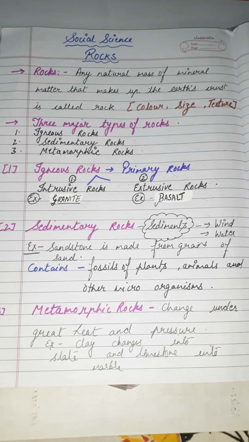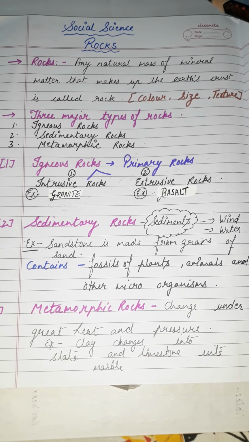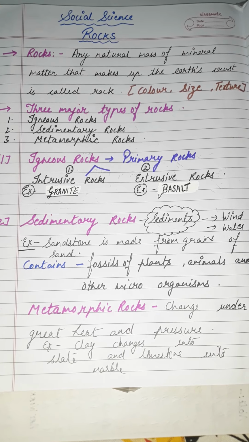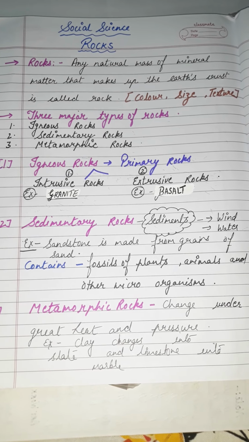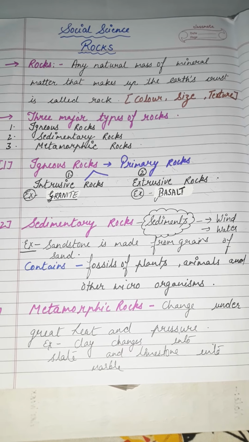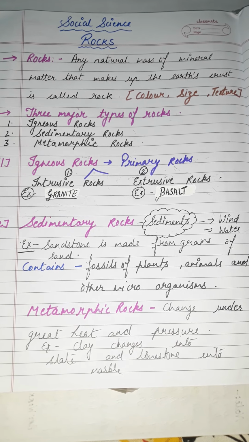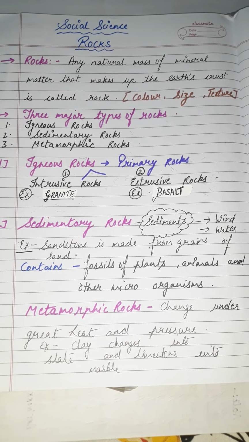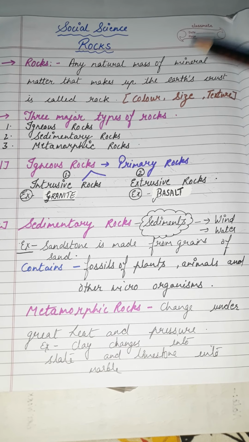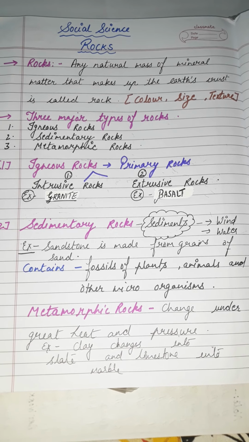Today I'm going to explain a topic, rocks, of class 7 geography chapter number 2. In my previous video tutorial of class 7 geography chapter number 2, I have explained half of the chapter. I have already explained about three major layers of the earth. Number 1 is crust, number 2 is mantle, and number 3 is core. So, the earth crust is made up of various types of rocks.